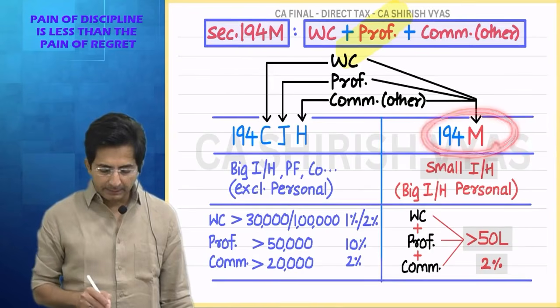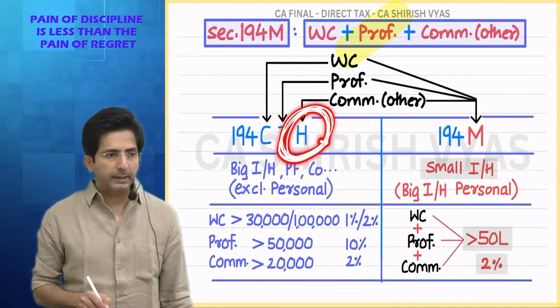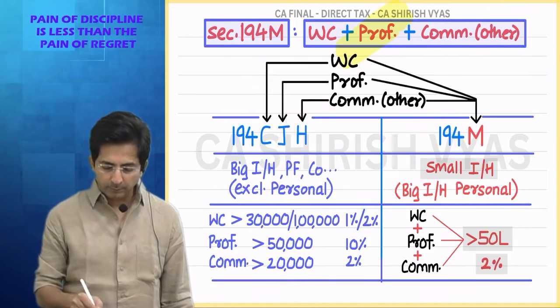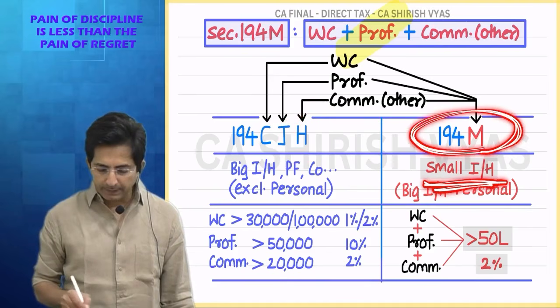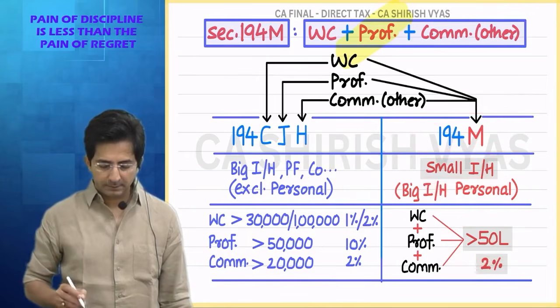194M. I didn't think of 194H, because under 194H only big people deduct TDS. And here he was a salaried person, so a small individual or HUF. So that's why I thought in lines of 194M. But TDS will not apply because the amount is not crossing 50 lakhs.